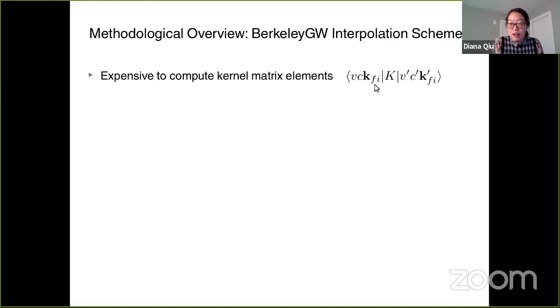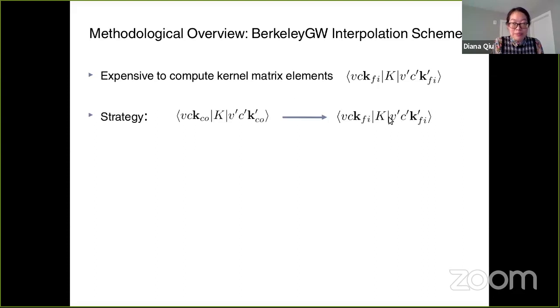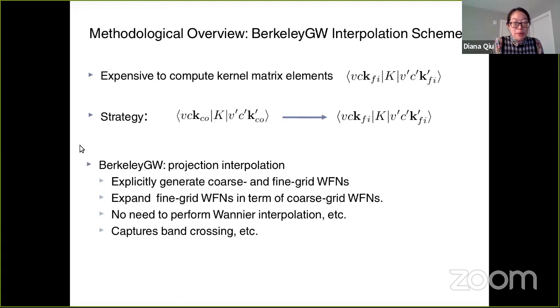Here, v and c are indices of the valence and conduction bands, and k_fi is a k-point index on a fine k-point grid. So we don't want to explicitly calculate all of these matrix elements on a fine grid. Instead, we calculate these kernel matrix elements on a coarse grid and then interpolate to a much finer grid. And within BerkeleyGW, we use a method for this interpolation called projection interpolation.